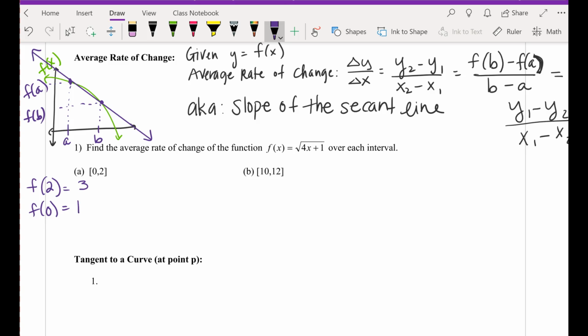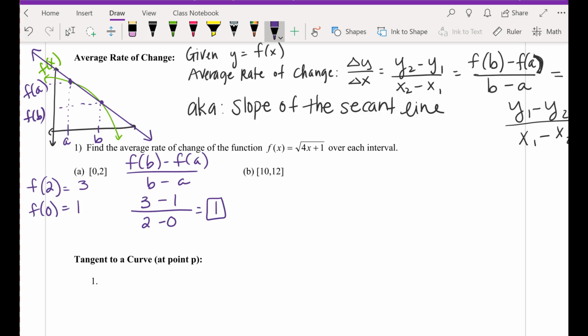Okay. So the formula says f of b minus f of a all over b minus a. Or, by the way, can I do f of a minus f of b all over a minus b? Yeah, it's really up to you. So can I do 3 minus 1 all over 2 minus 0? So final answer, what's your slope? 1. The average slope for that curve from x location of 0 to 2 is 1.